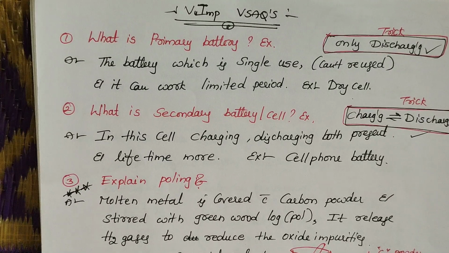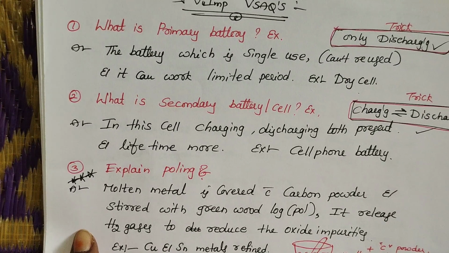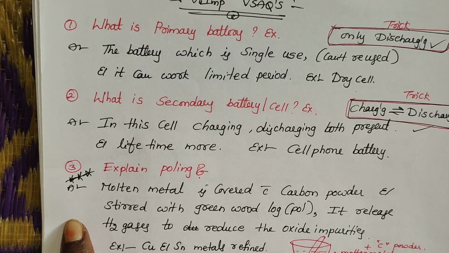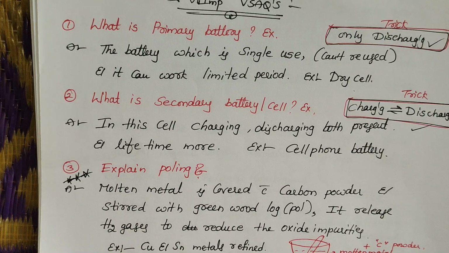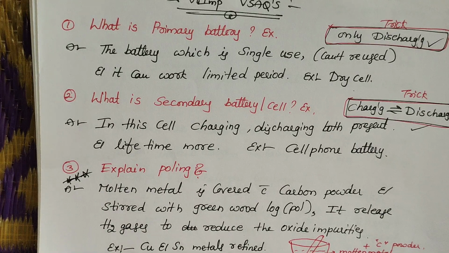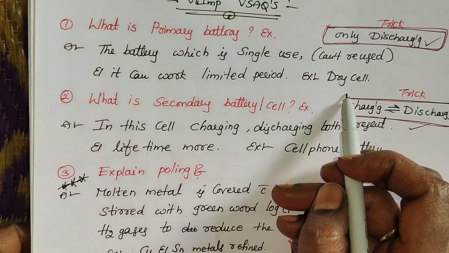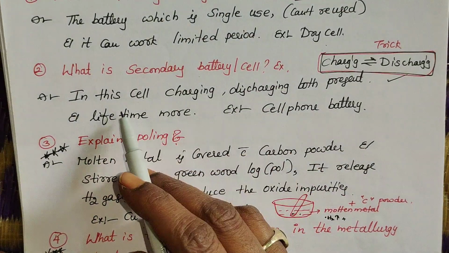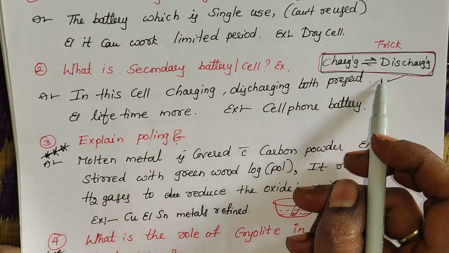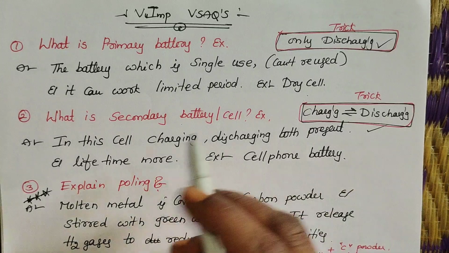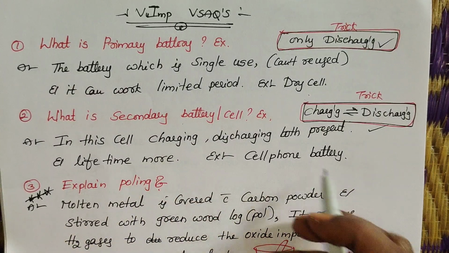Next question, what is a primary battery? The battery which is useful for single usage, just like the batteries in our olden days' wristwatches and radios. Single usage batteries can work for a limited period. For example, dry cell. Next, what is a secondary cell? Both charging and discharging phenomena are present. Only discharging is present in the primary battery; charging and discharging both are present in the secondary battery. Best example, the battery in our cell phone.